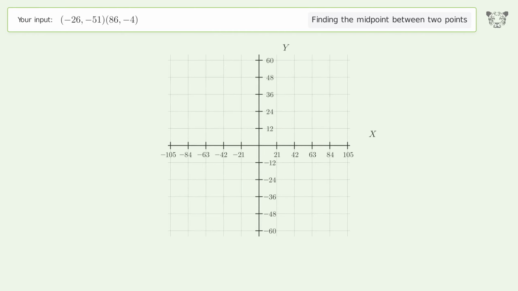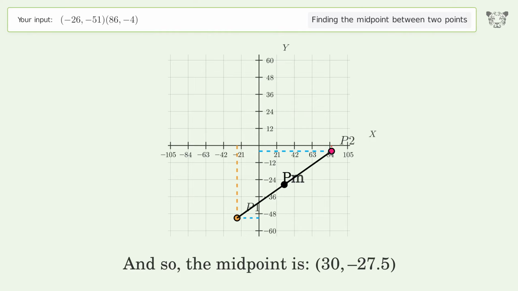And so, the midpoint is 30, negative 27.5.